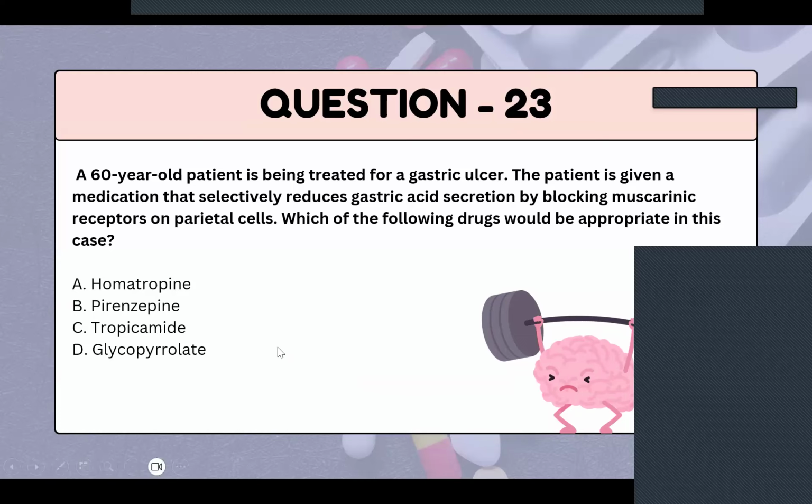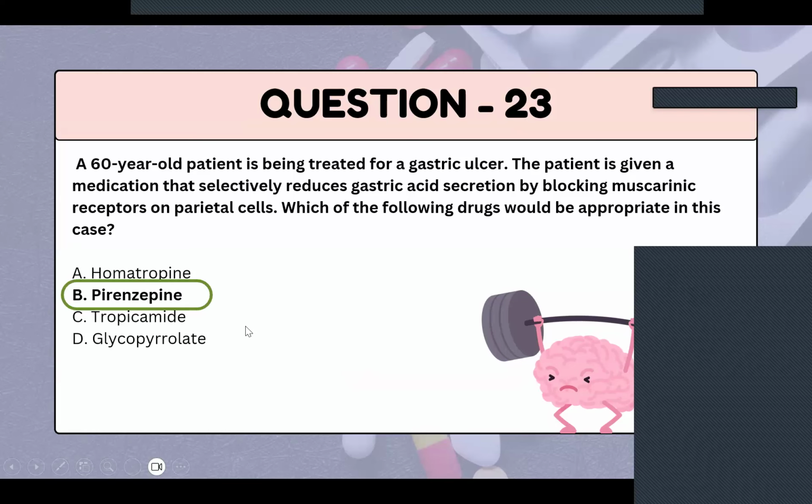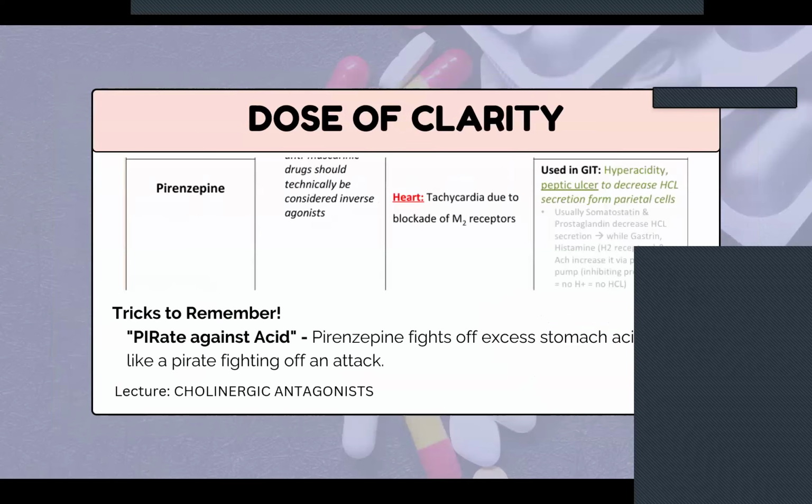Okay, yes, you're right. So the correct answer is pyrazipine. Now, what it does is selectively block the M1 receptors, okay? And it decreases gastric acid secretion from parietal cells, which helps in the treatment of peptic ulcers by reducing the acidic environment. And an easy way to remember is pirates against acid. So pirate stands for pyrazipine, and it helps you fight off the excess stomach acid. Okay, hope that's clear. Now let's move on to the next question.